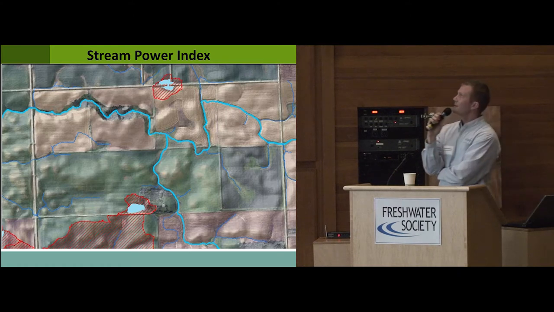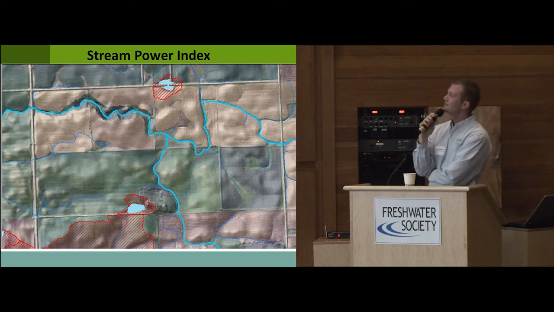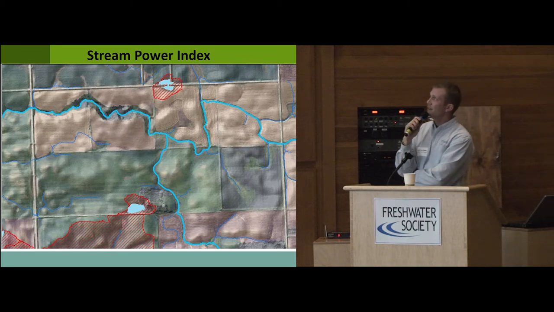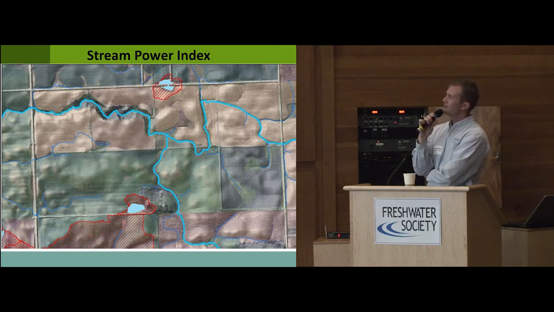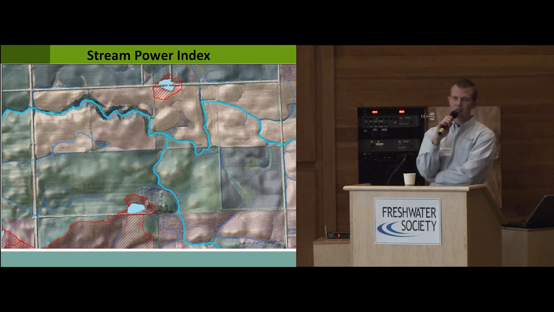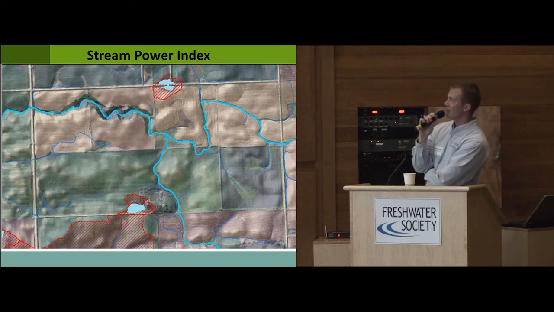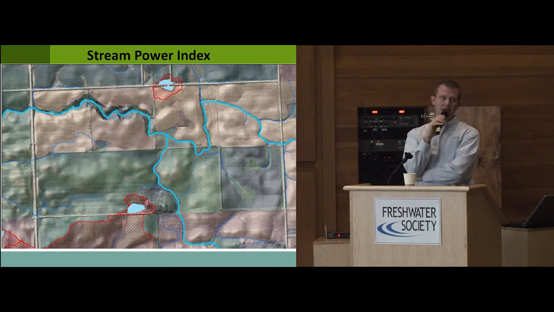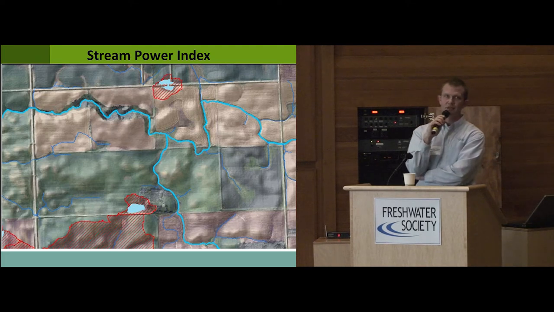So maybe just to back up a step, for those of you that may not be familiar with what the stream power index is, really what you're doing is relating the slope and the contributing area at any given point across the landscape to determine the likelihood of erosion occurring at that location. So if you have a high drainage area and a high slope, that would correlate to a high likelihood of erosion occurring at that spot.